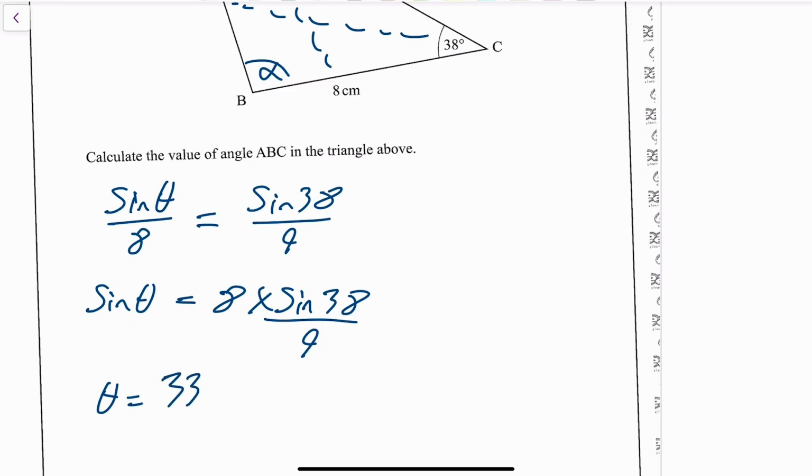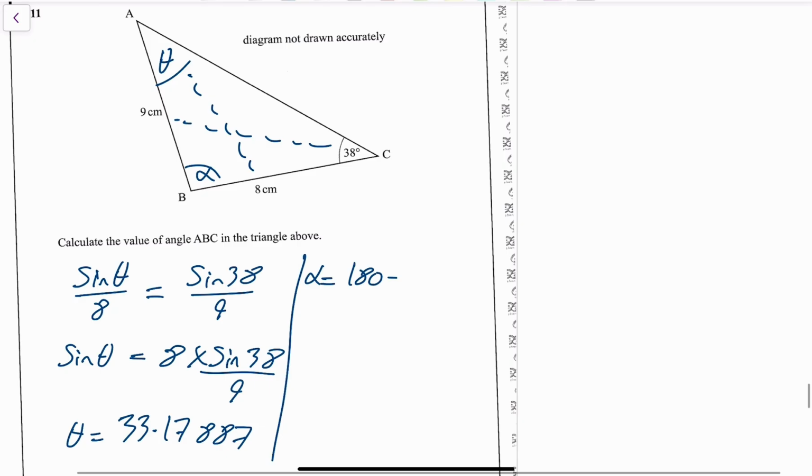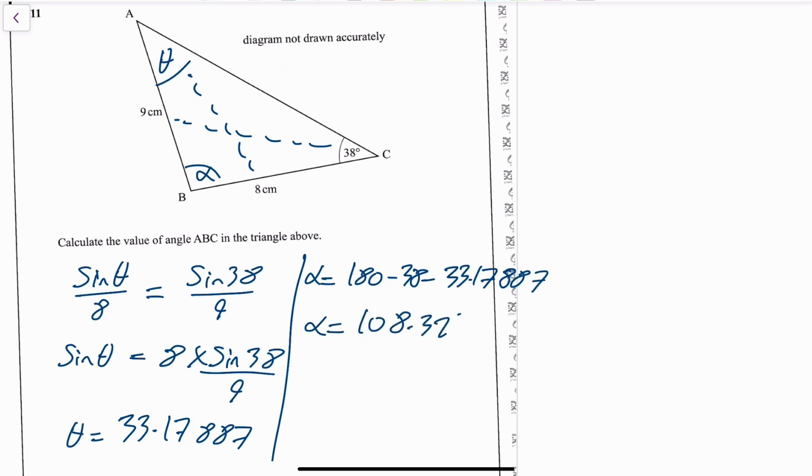Bit of working out. Sine to the minus 1 of that, I'll get 33.17889. I've clearly done this earlier on. And then my alpha is equal to 180 minus the 38 minus the 33.17889. So my alpha works out to be 108.82, sorry, I can't read my own handwriting, 108.82 degrees to 2 decimal places.